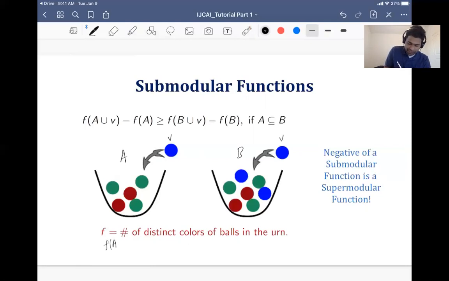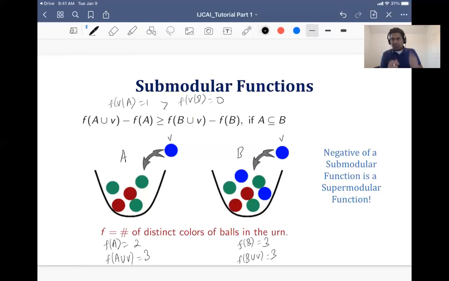Define f of A as the number of distinct colors of the balls in the urn. Here there are two distinct colors, so this is 2, and f of A union V is equal to 3, because a new blue color is being added, so the number of distinct colors grows from 2 to 3. Similarly, f of B is equal to 3 already, and since blue is already there, f of B union V is also 3. So the gain, f of V given A, in this example is 1, which is greater than the gain of adding V to B, which is 0. So what submodularity says is that as I have more information, a new item adds less and less information. This is very intuitive.